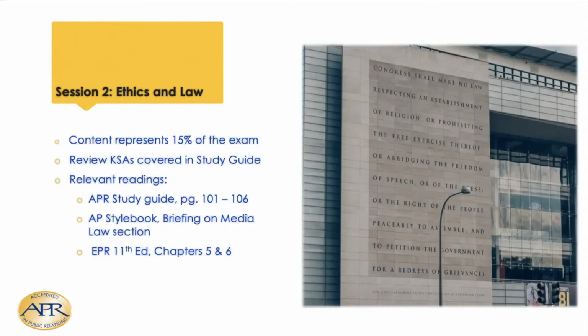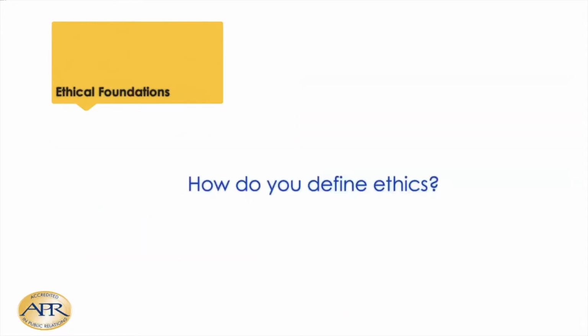And then in the Cutlip book, the Effective Public Relations book, in the 11th edition, chapters 5 and 6 cover ethics and law. Those are your additional resources to help you out in this particular section. I divide it up into two different groups. First, we're going to talk about ethics, and then we're going to talk about legal issues that affect public relations from a communication perspective. So we're going to start with the ethics side of this particular session.